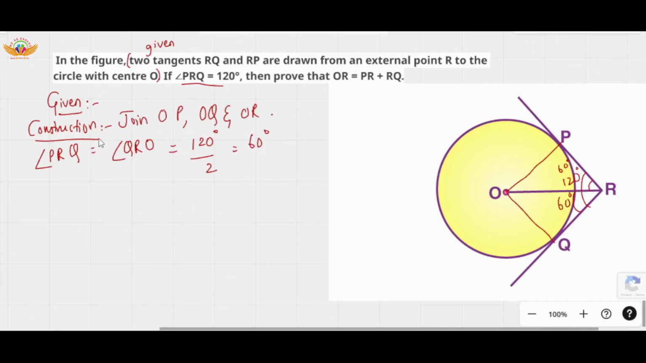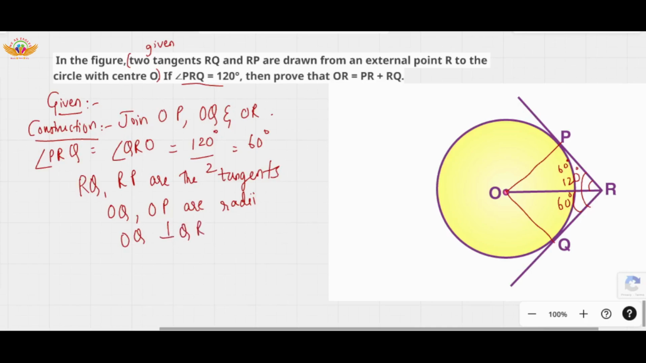And we also know that RQ and RP are the tangents to the circle. And OQ and OP are what? Radii. So we know that the radii are perpendicular to the tangents. So OQ is perpendicular to QR and OP is perpendicular to PR.